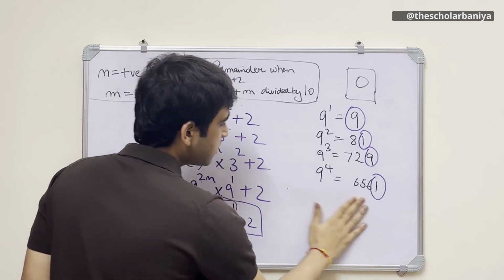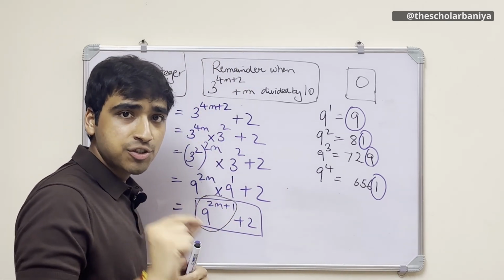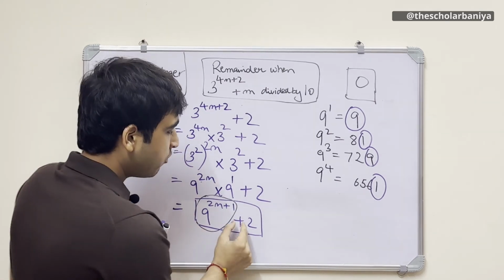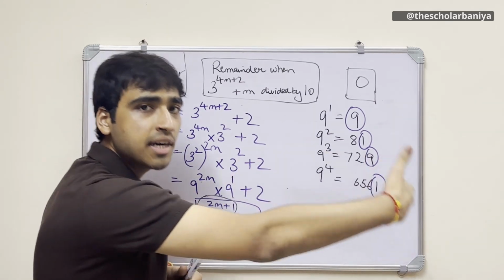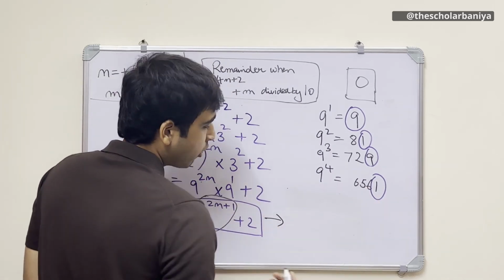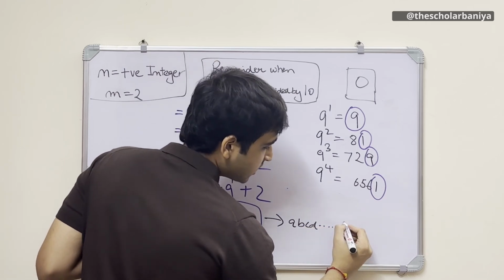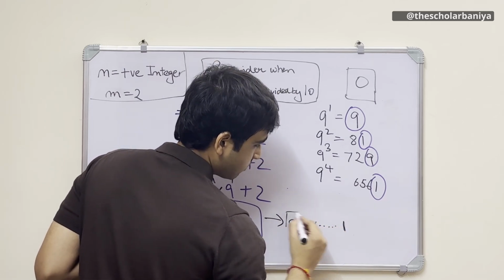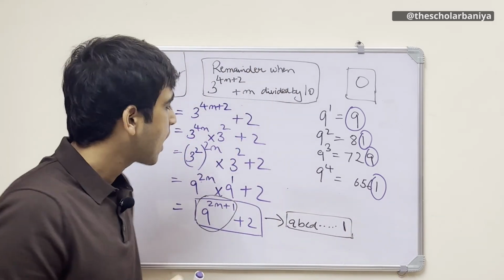So what I mean is that we know that this will result in a number in which the unit digit is 9. Now when you add 2 to it, one thing is for sure, that the unit digit will become 1, right? So this will be a number of the form A, B, C, D, something, but the last digit will be 1, right? I hope this should be clear, okay?